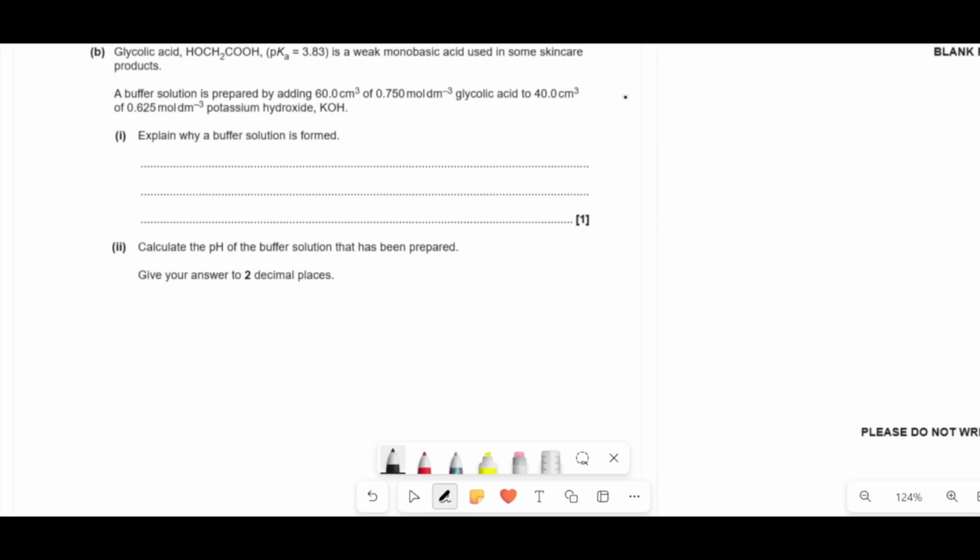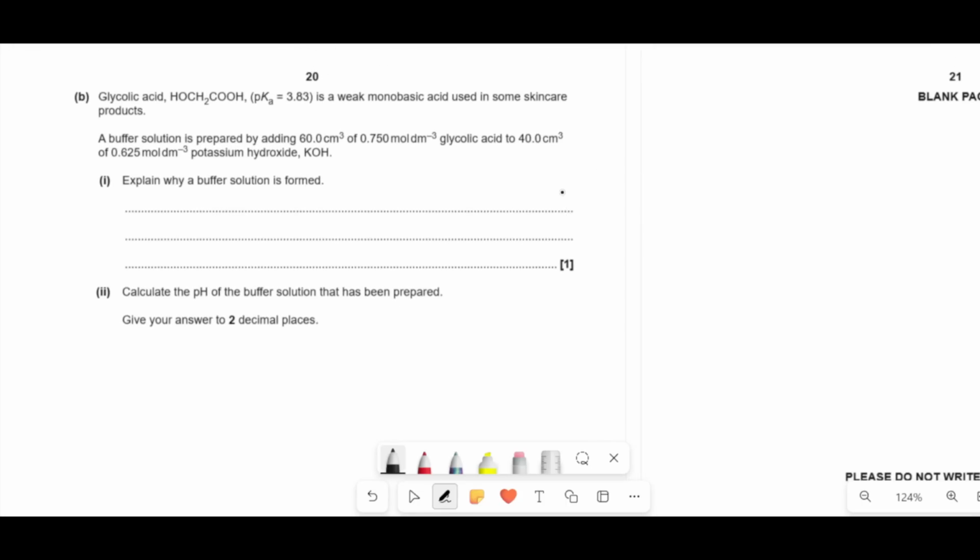A buffer solution is made by adding this much glycolic acid to this much potassium hydroxide. Explain why a buffer solution is formed. So here's my question to you: what makes an acidic buffer? What, at its fundamental level, is an acidic buffer? No matter what, if you had to describe it in one sentence.